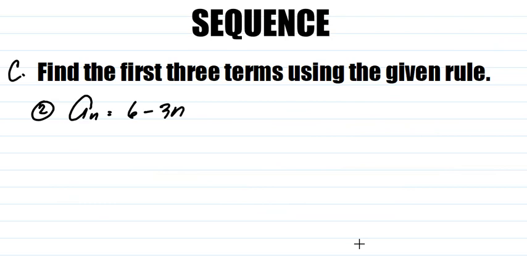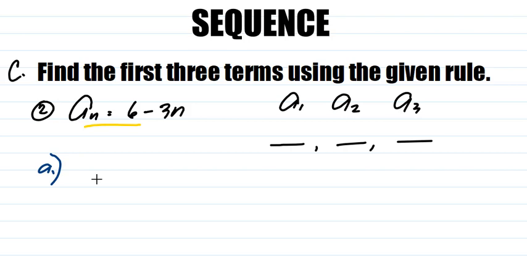Alright, example number 2. Hanapin natin yung first three terms using the given rule. Yung rule natin o yung formula natin ay yung a sub n equals 6 minus 3n. So, yung ating gagawin muna is, so number 1, hanapin natin yung a sub 1. 1 na kagad yung n kasi it refers to the first term equals 6 minus 3. Yung n natin ay 1.